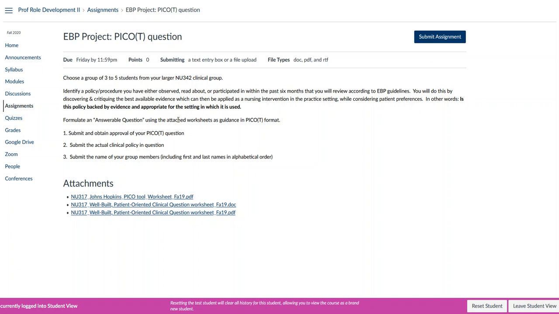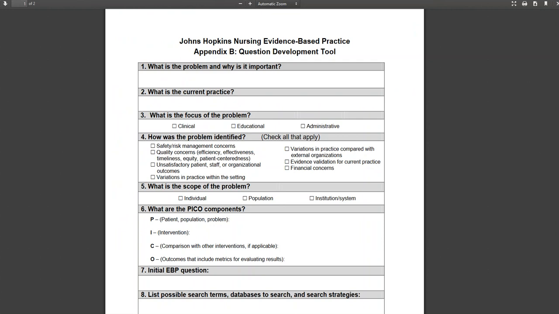Okay, what I'm asking you to do is to consider something that you've observed, read about, or participated in the practicum setting. And I'm going to give you an example of that. I'm sorry, I was reading on the slide here where you're going to formulate an answerable question. You're going to use one of these tools to develop that question. My favorite is the Johns Hopkins PICO tool worksheet. So I'm going to pull that up and we're going to go through it together, okay?